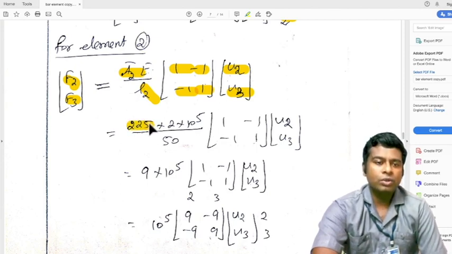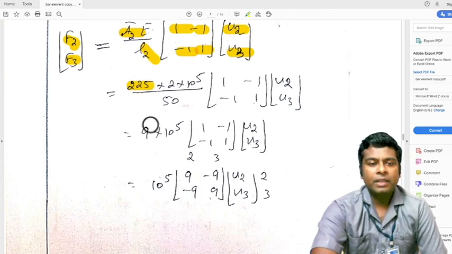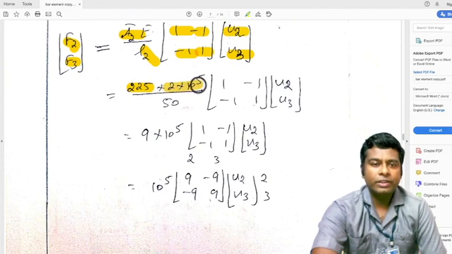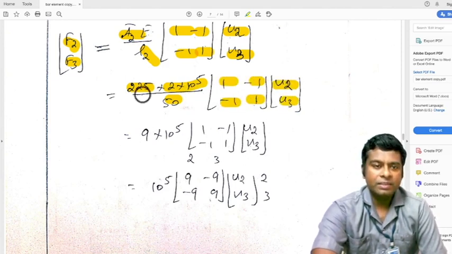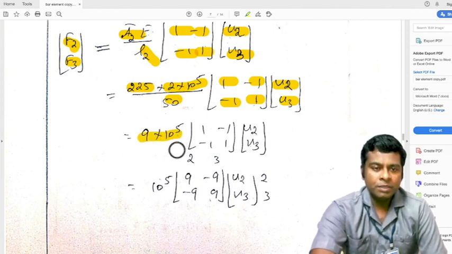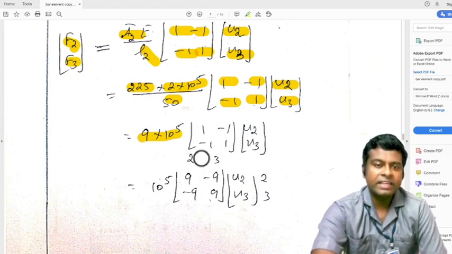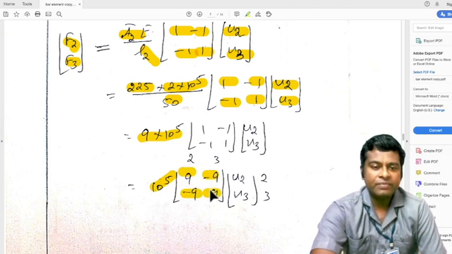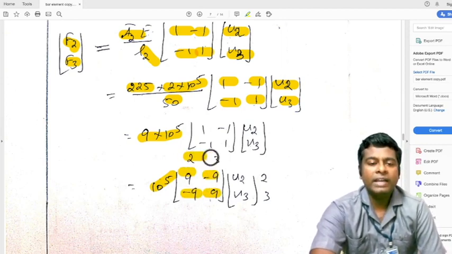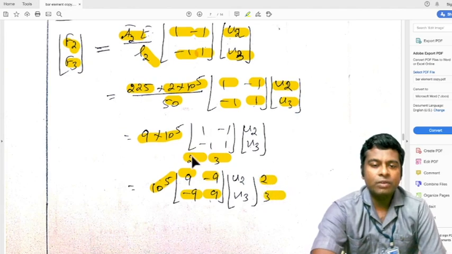A2 bar equal to 225 mm square, E equal to 2 into 10 raised to 5 Newton per mm square, by 50 for L2, matrix of 1, minus 1, minus 1, 1, U2, U3. Simplify these values, the value yields 9 into 10 raised to 5. For assembly purpose, multiply 9 inside the matrix, 10 raised to 5 into 9, minus 9, minus 9, 9. For element 2 there are two nodes, node 2 and node 3, therefore write 2 and 3 over the matrix.